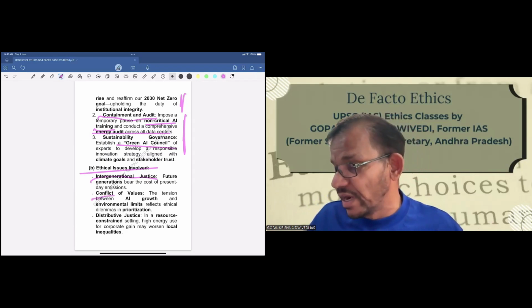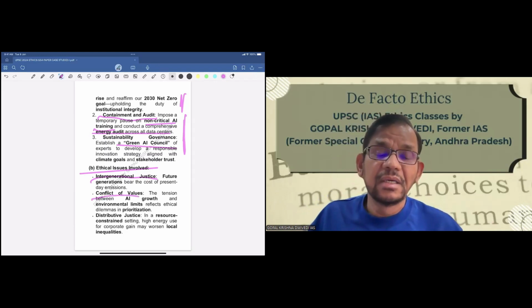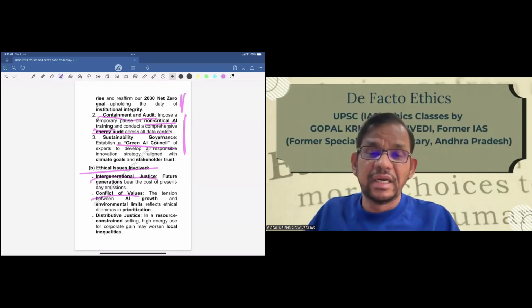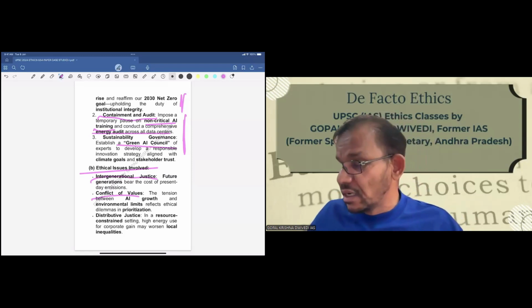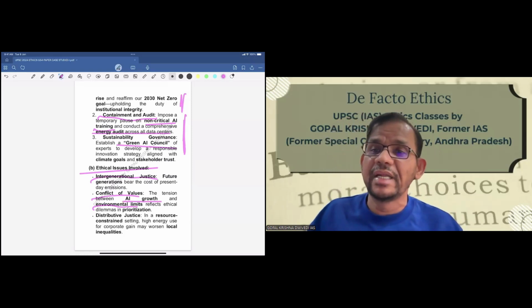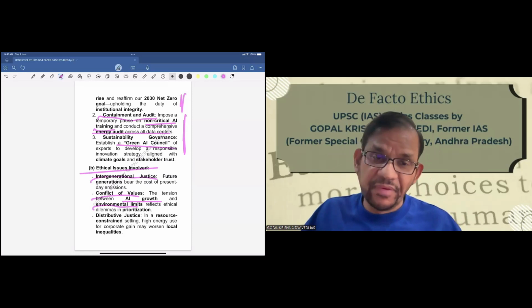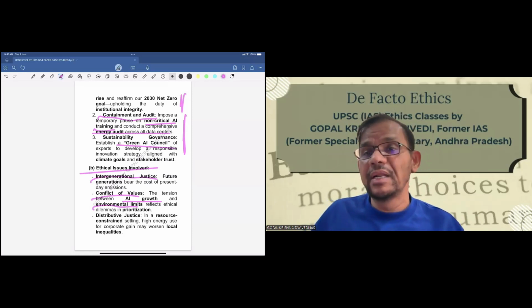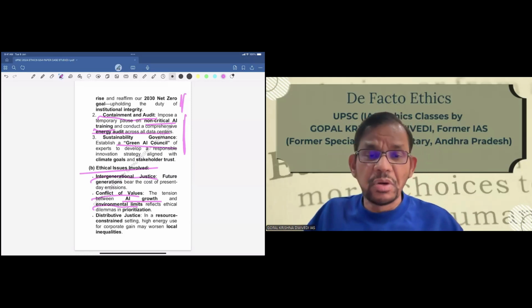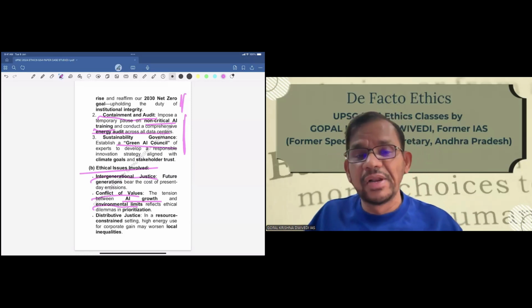Second is conflict of values. Now, what are the values which are in conflict? The tension between AI growth on the one hand and environmental limits on the other hand. So this is very, very important because unless there is AI growth, the development of the area, the development of the country or third world country will suffer. But if environmental limits or environmental goals are not followed, then another problem will come. Sustainability will be affected. So this is the conflict of values.